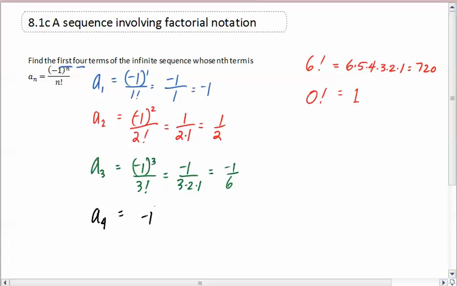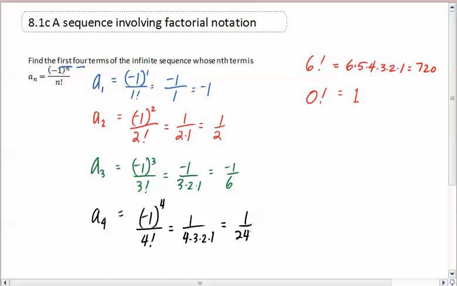So here we go. Later on we'll be creating our own formula for the nth term, and so we'll have to remember how to make it alternate, so that's pretty easy. All right, that's a positive. That's going to be 4 times 3 times 2 times 1, and that's going to give me 1 over 24.